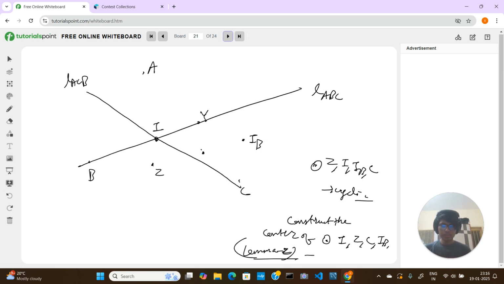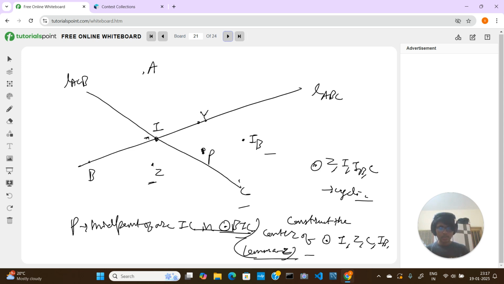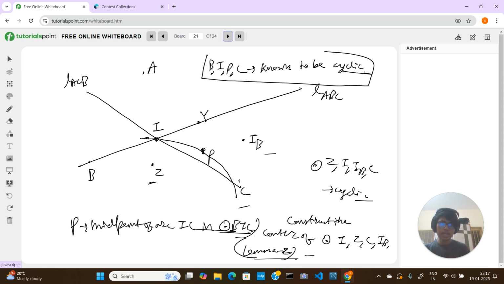So now we have the center of circle IZCIB. Suppose this is P. What we know about P is that it is the midpoint of arc IC in the circumcircle of BIC. Basically what we know is that B, I, P, C are cyclic.